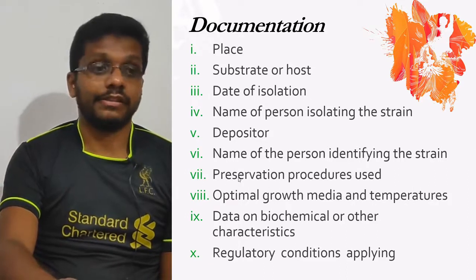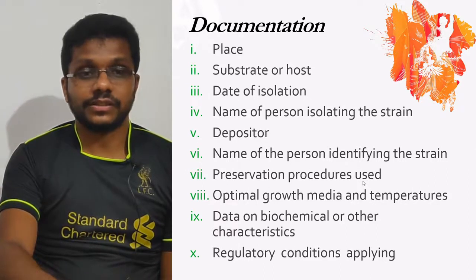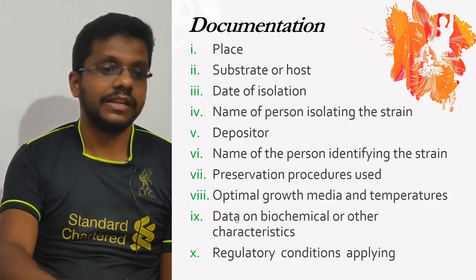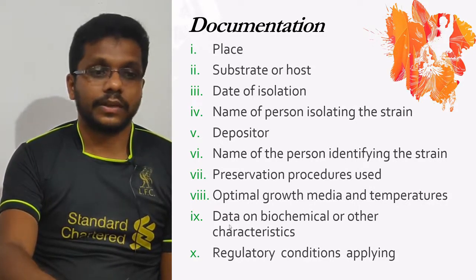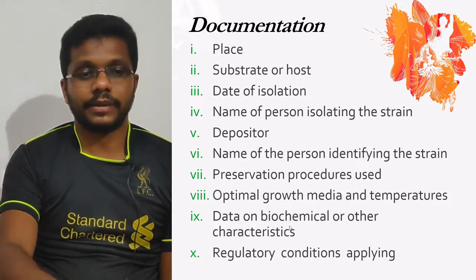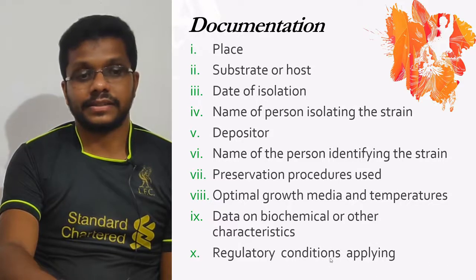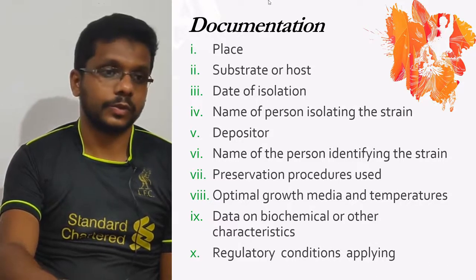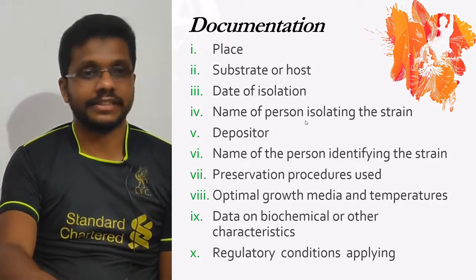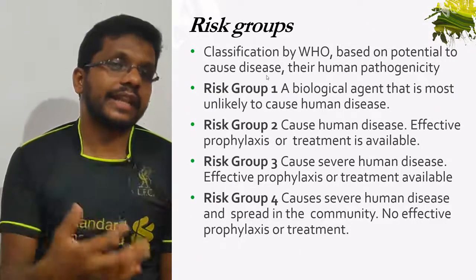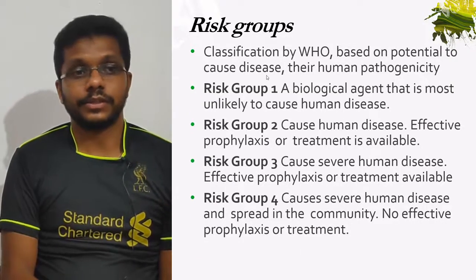he's identifying the strain, preservation procedures used, optimal growth media and temperature so that we can regenerate, data on biochemical or other characteristics, then regulatory conditions applying. So all this data will be collected and documented. And in every culture collection, the microorganisms are divided into risk groups.